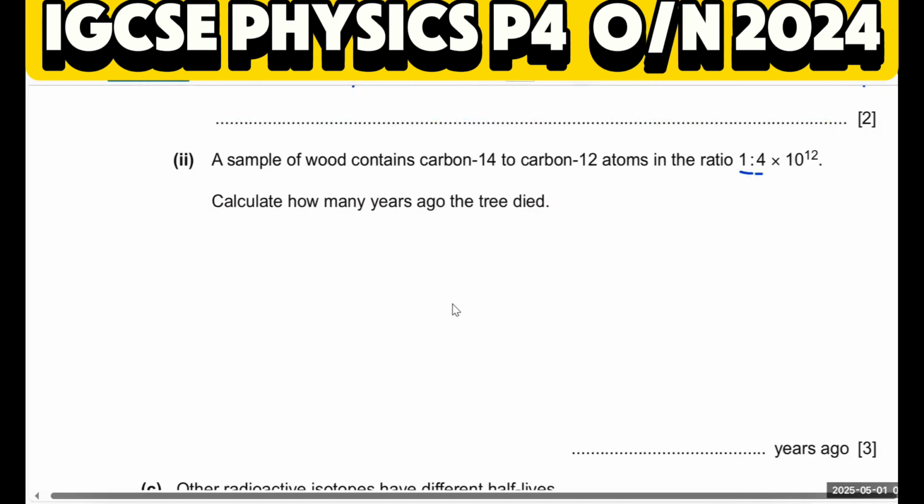Next question. A sample of wood contains carbon 14 to carbon 12. The ratio is 1 to 4 times 10 power 12. So you focus on 1, 4. You can see that the ratio of carbon 14 is 1 and the ratio of carbon 12 is 4. What does that mean? It means that at the time of death, carbon 14 is 25% and carbon 12 is 75%. So you will write 25% of carbon 14 at the time of death is still present, or you can say that 75% of carbon 14 has decayed, or you can write 25% is left.